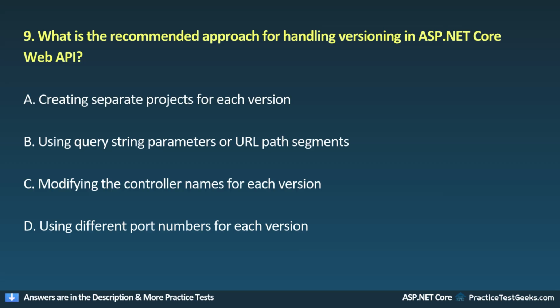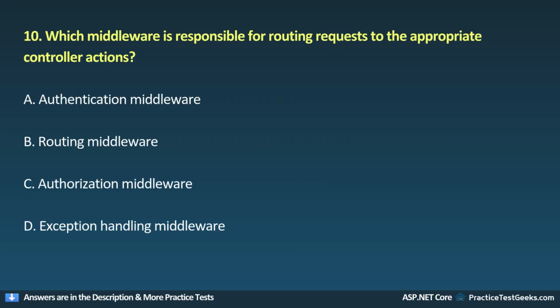A. Creating separate projects for each version. B. Using query string parameters or URL path segments. C. Modifying the controller names for each version. D. Using different port numbers for each version.